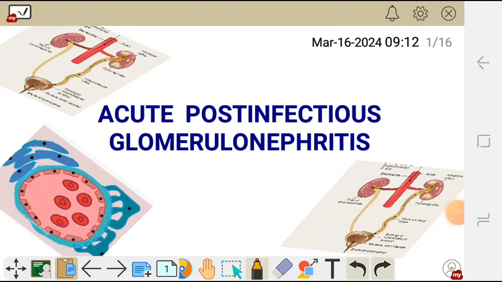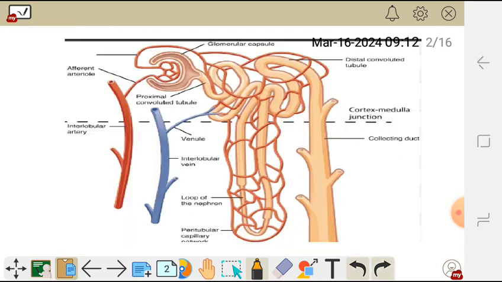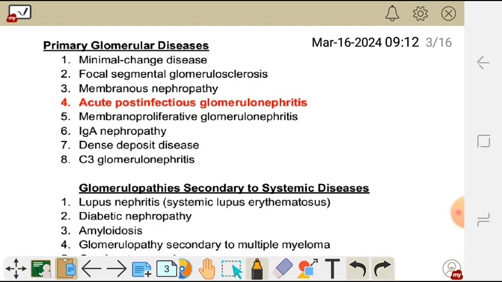Let's continue with our kidney pathology playlist. In this video, we're going to look at acute post-infectious glomerulonephritis. So we are still looking at the diseases which affect the glomerulus, and these diseases are divided into two. We have primary glomerular diseases and we have glomerulopathies secondary to systemic diseases.